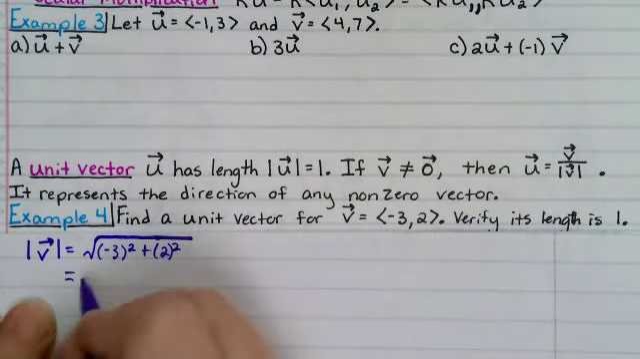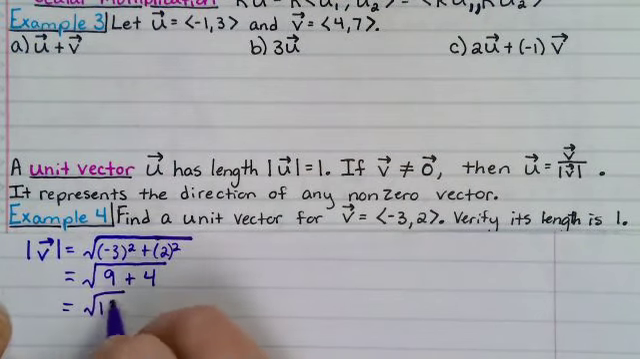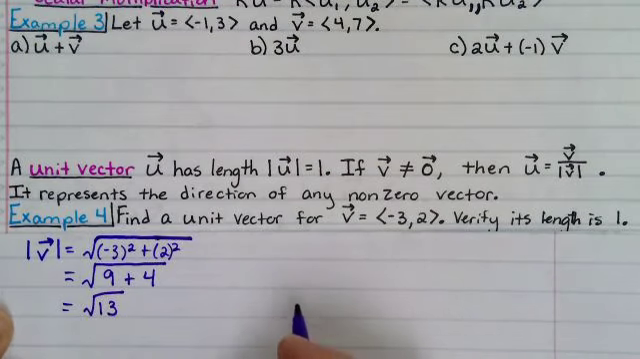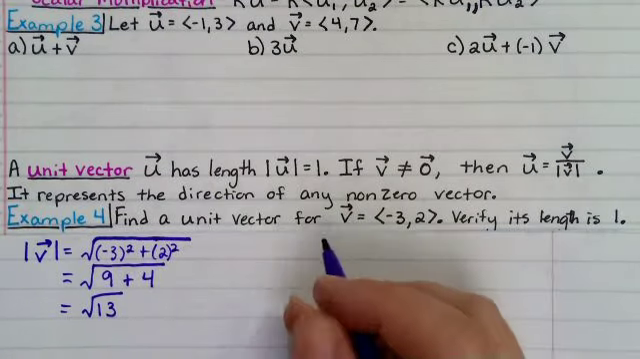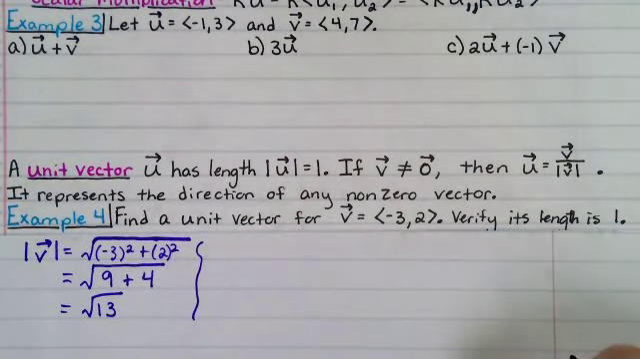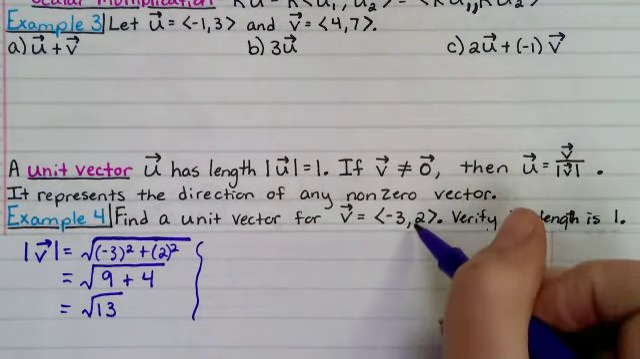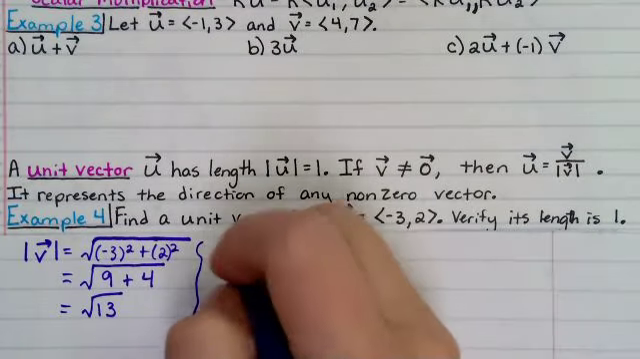-3 squared is 9. 2 squared is 4. This gives me the square root of 13 for my magnitude, which I could give as a decimal. I'm just going to leave it like this for the time being, okay? Because if I'm not given a good reason to give a decimal, we're just going to leave square roots. Okay, cool. So if that's my magnitude, I should be good to find my unit vector now, because the only two things I needed was my vector, which I was given, and I need the magnitude, which I found. So let's find the unit vector.